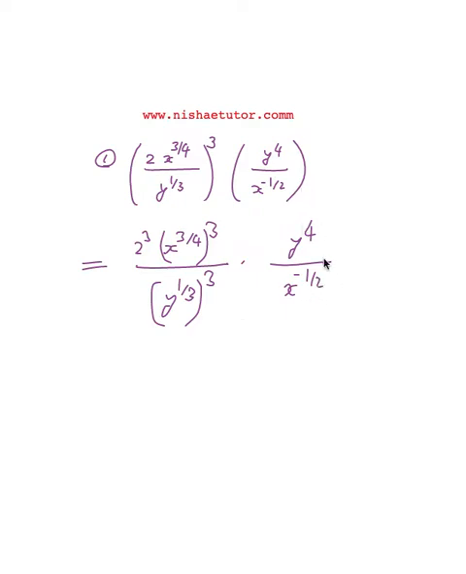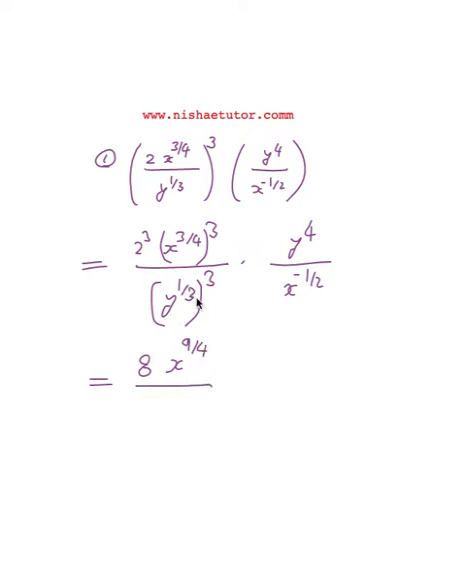Or we can convert this negative power into a positive power, so it goes up. I think we can do that in the next step. So 2 to the power 3, which is 8, x to the power 3 upon 4 to the power 3. Here power to the power means multiply. 3 upon 4 multiplied by 3 is 9 upon 4.